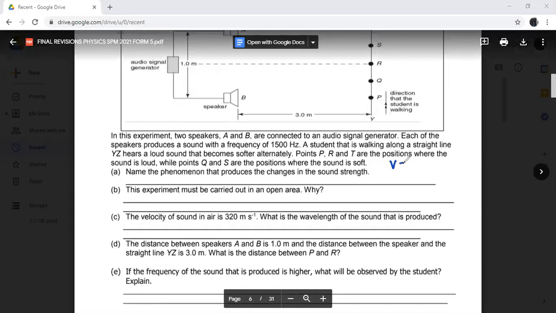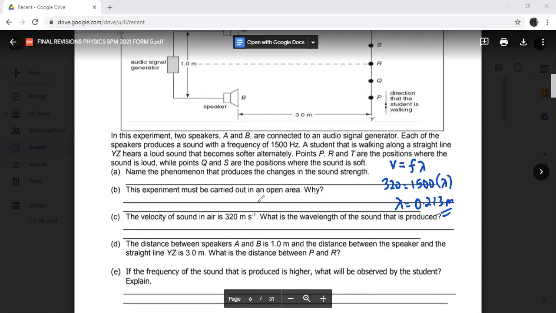Speed equals frequency times lambda. The speed of the wave is given as 320, frequency given as 1500. So what is the wavelength, guys? What's the answer? 0.2133. Yeah, 0.213. Thank you. So the answer for the first part is interference. Okay, next.